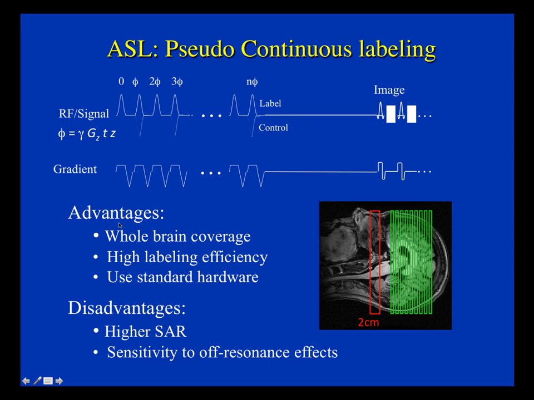So the advantage of the technique, again, is that it can provide you with whole brain coverage with high labeling efficiency, and most of all, it uses standard hardware. Therefore, this is implemented as a simple pulse sequence that you can run on the scanner without too much difficulty. The disadvantage is that it has a little bit higher RF power deposition, and also it is sensitive to off resonance effects that might be problematic at higher field strength.